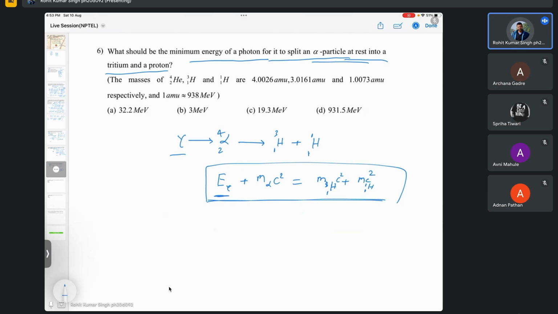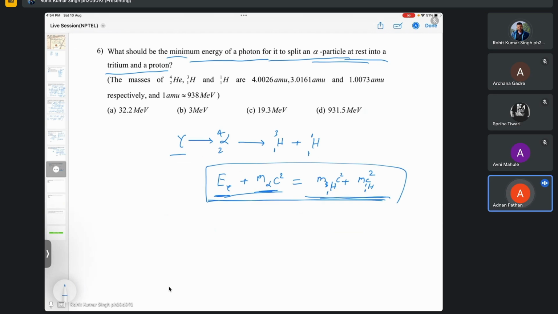We are providing some energy, and this energy plus the mass of the alpha particle creates these two at rest. Minimum energy means that whatever we are creating should be at rest. We are not giving any kinetic energy to it. So that is the minimum energy that we need from the photon.